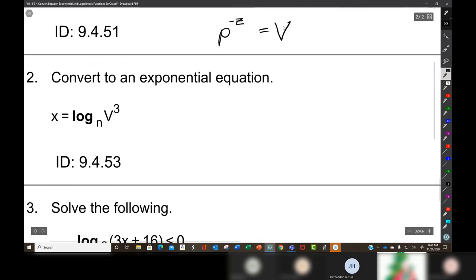You'll often see V's used when you're dealing with electricity because of voltage. That doesn't mean that this is a real formula. I don't know if it is or if it's not.